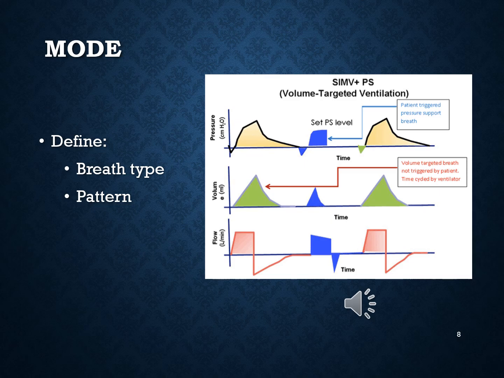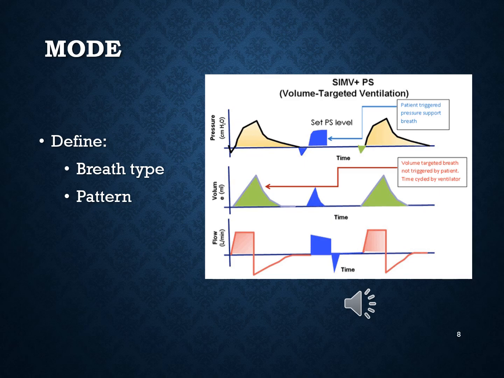Now I want you to take a look at your pressure time scalar. You'll notice that this patient took a spontaneous breath or had a spontaneous effort to trigger the machine to deliver a breath. It is a patient-triggered pressure support breath. So this means that the patient's SIMV mode has pressure support added as well. It is a patient-triggered pressure support breath.